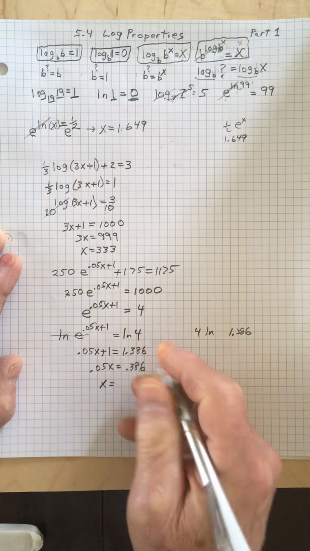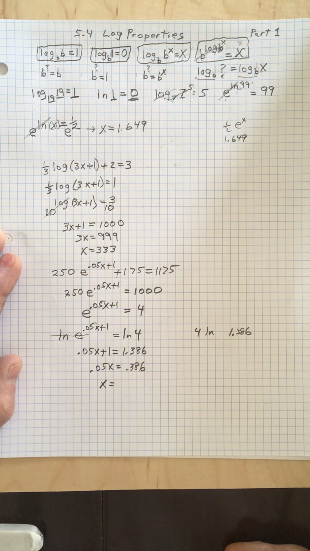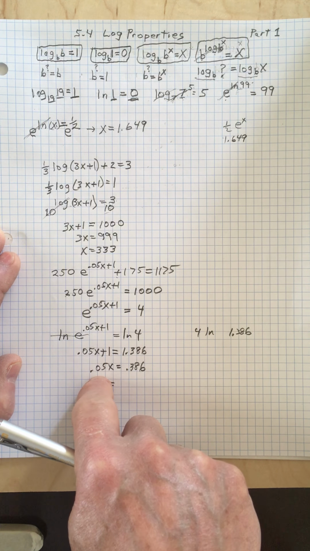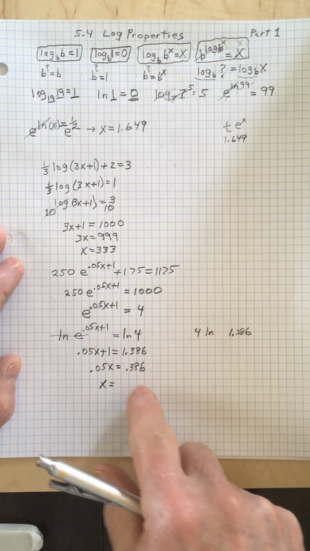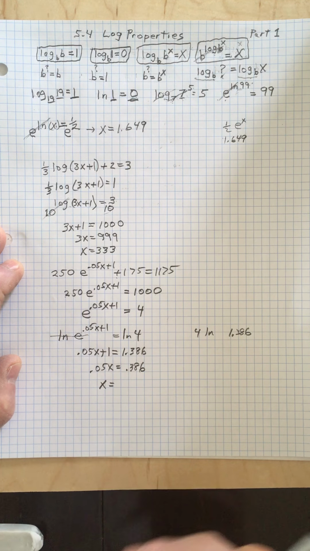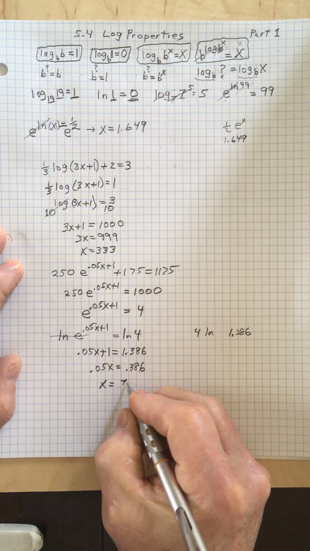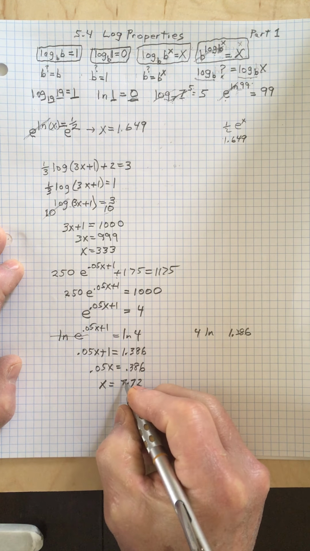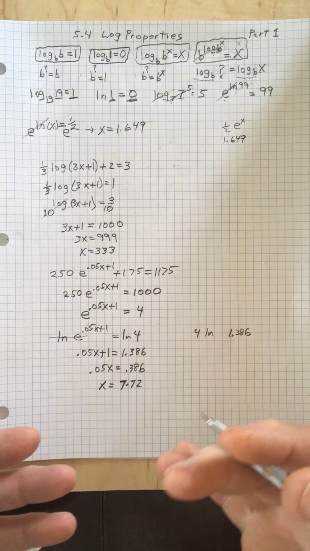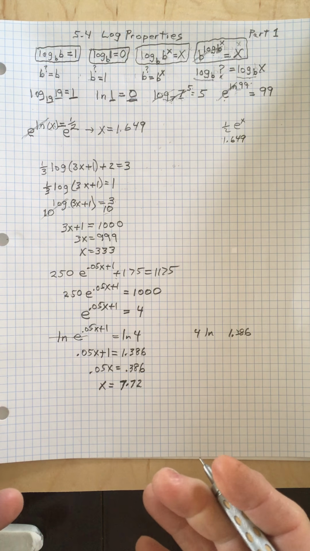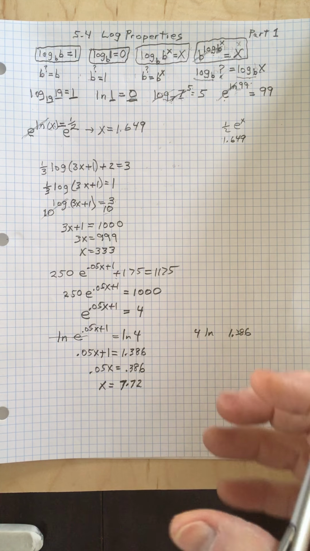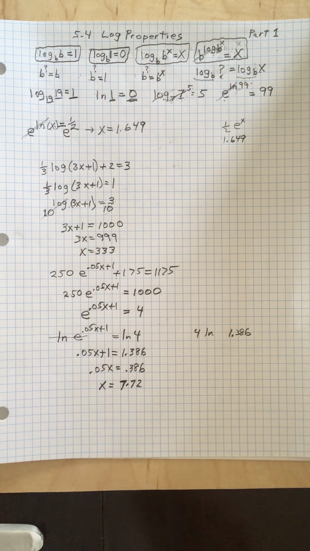And again, this is going back to watching your work. When I divide a number by a number that's smaller than 1, I should get a bigger number. So I'm expecting, that's pretty small, so I'm expecting something much bigger than 0.3. And as it turns out, it is 7.72. Okay, so those are the properties. This is an example on using the properties. And then we'll look at some more interesting properties for working with logs next time.